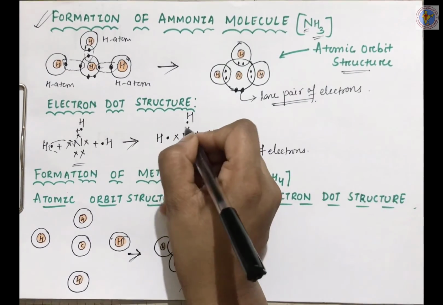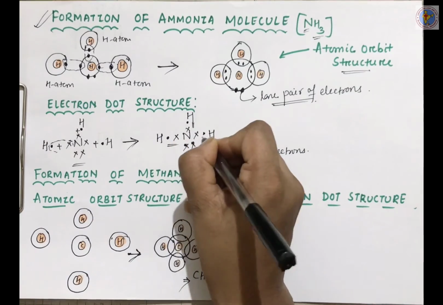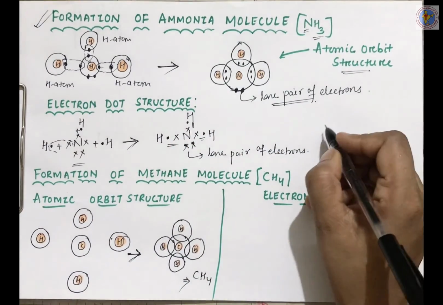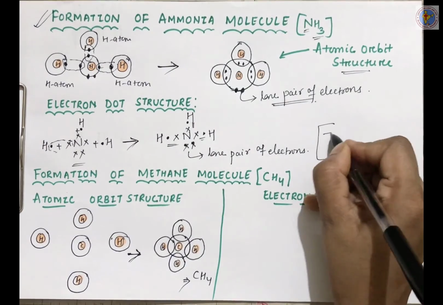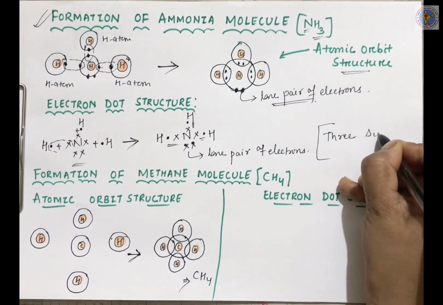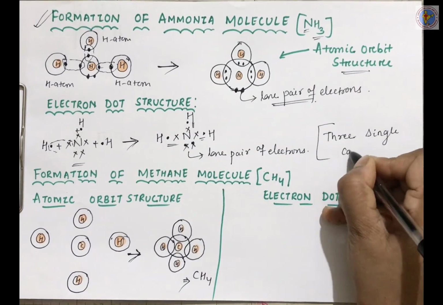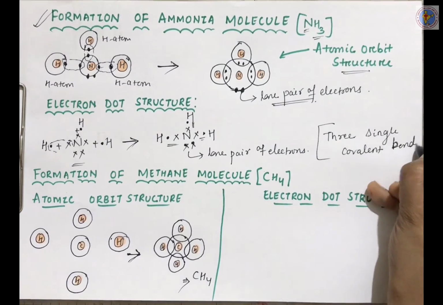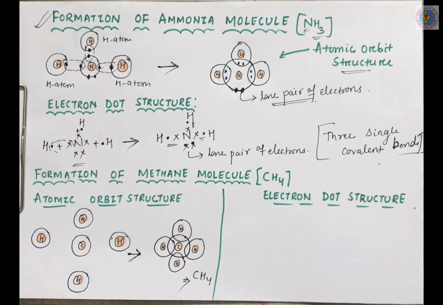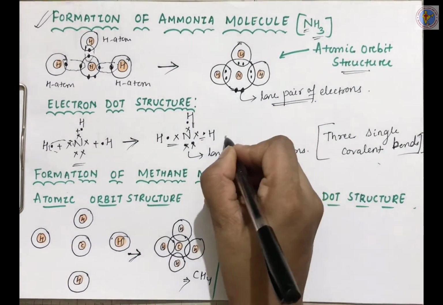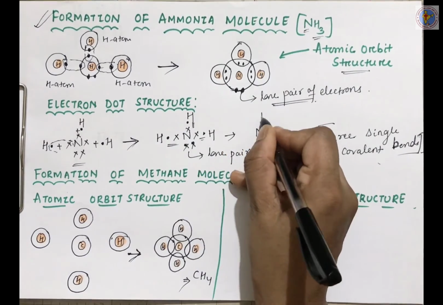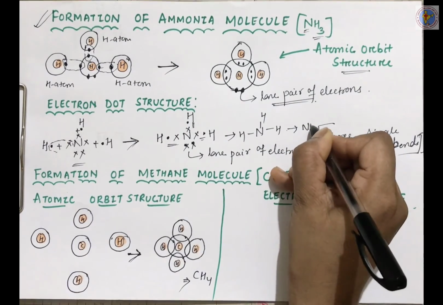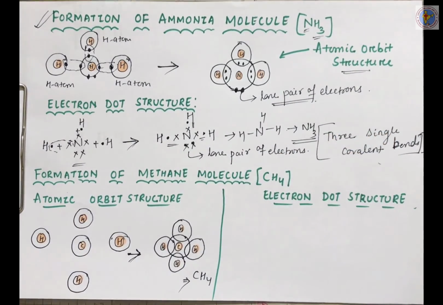So like this, how many bonds are we getting, children? Here one and here one. We are getting 3 bonds, right? So you can write 3 single covalent bonds. Here we are getting 3 single covalent bonds. So we get the bonds like this, H, H, H, and we will get NH3. This is the ammonia molecule.